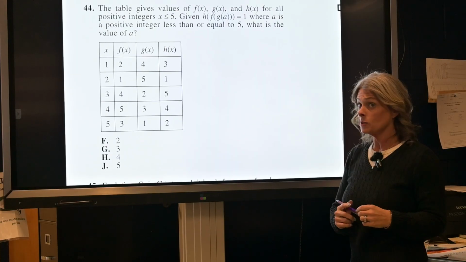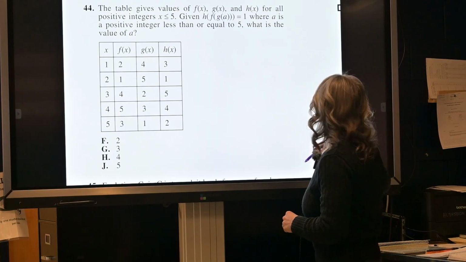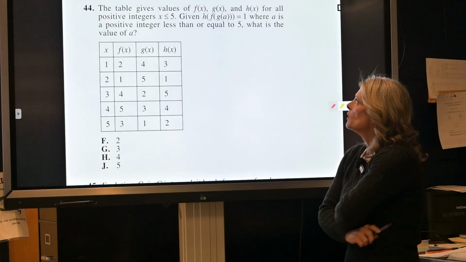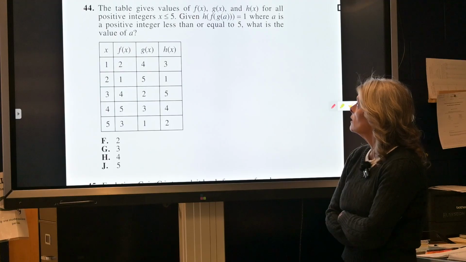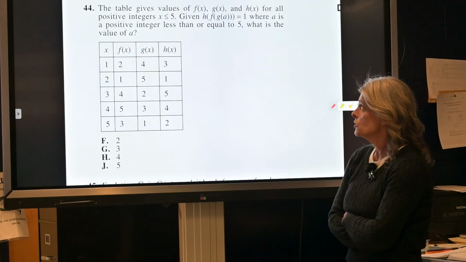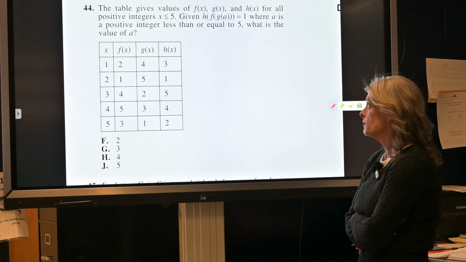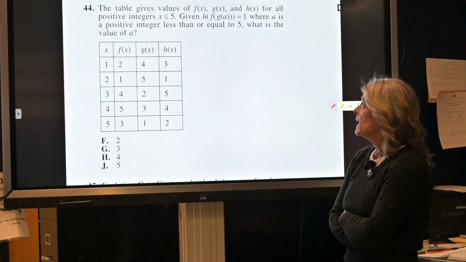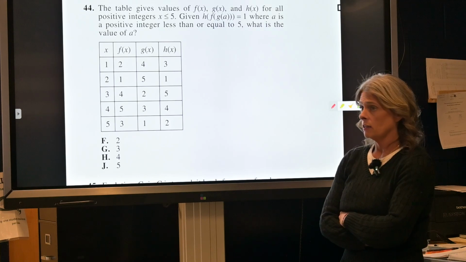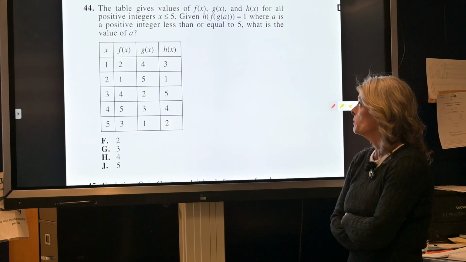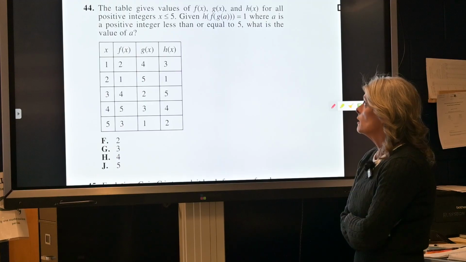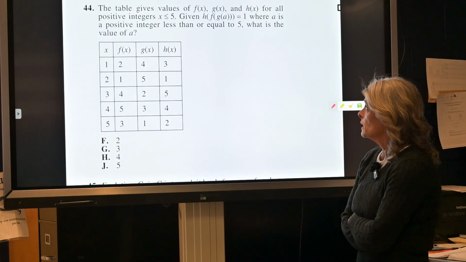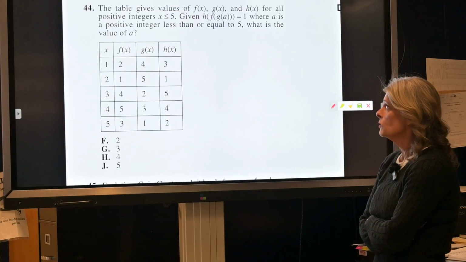All right, do you guys remember this one? Yeah, the composition? Okay, so I'll read it to you. It says the table gives values of f of x, g of x and h of x for all positive integers where x is less than or equal to 5. You don't really need that. It's just extra information. Given that h of f of g of a equals 1, where a is a positive integer less than or equal to 5, what is the value of a?